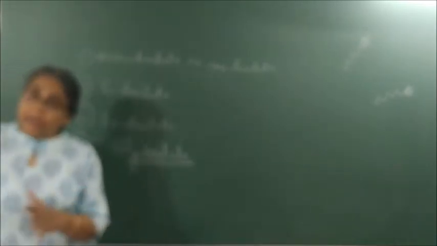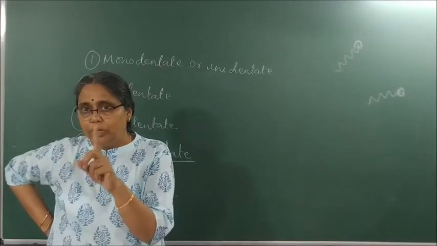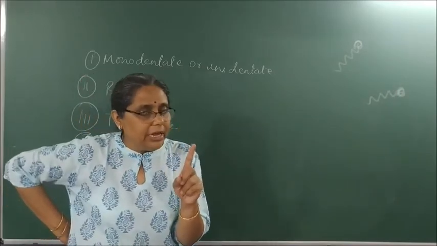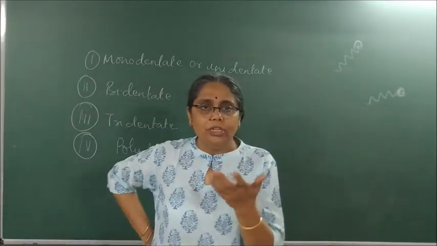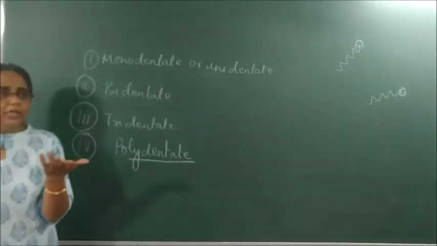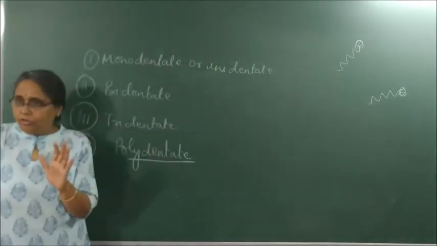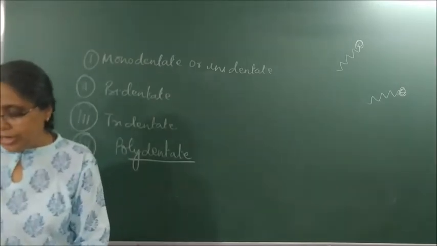So we can also write denticity as the number of electron pairs it donates. If it donates one electron pair, it will link to the central metal atom by one bond. So it is called as what dentate ligand? Unidentate ligand. If it donates two, it will be called as bidentate. So if it donates two, it means two pairs of electrons. Which electrons is it donating? Lone pair electrons. Fine. Now write heading unidentate or monodentate ligands.